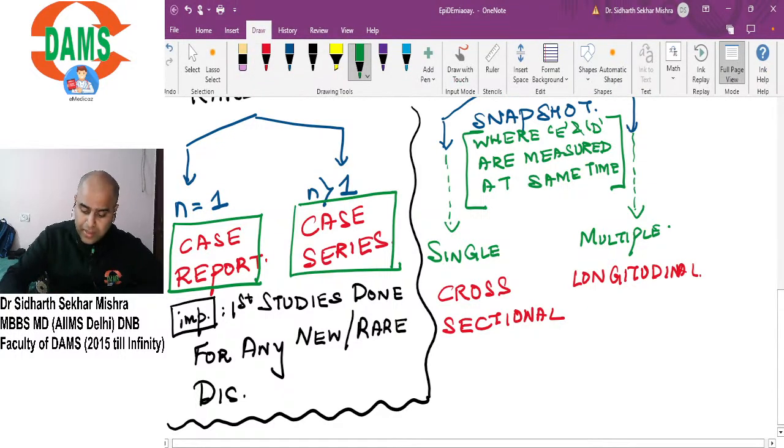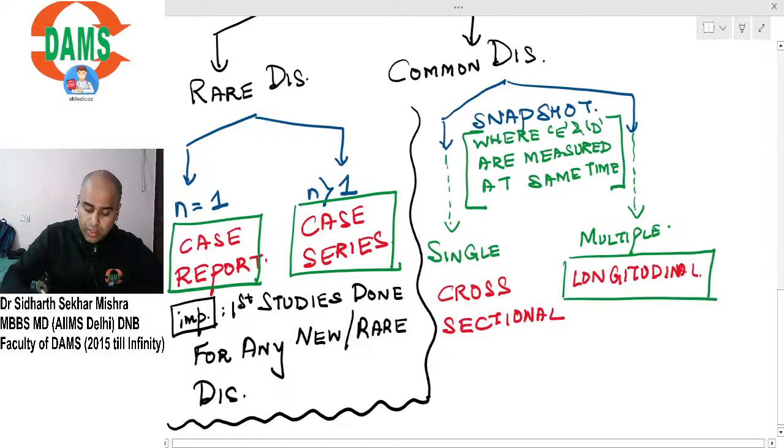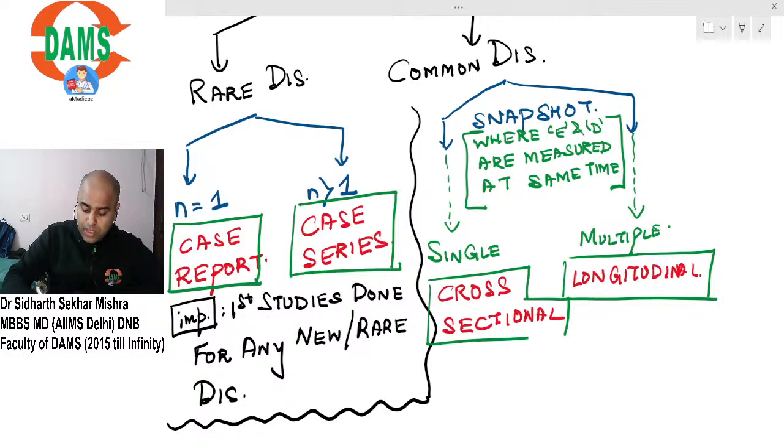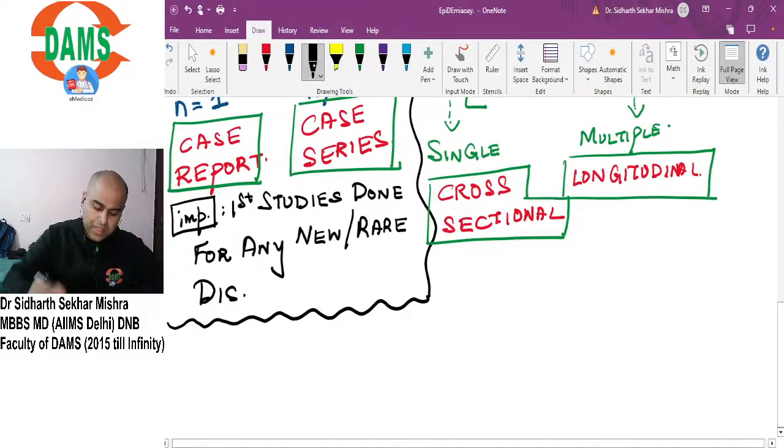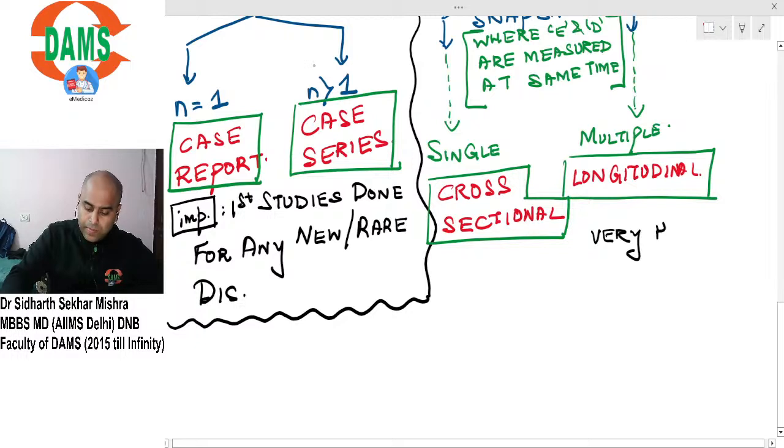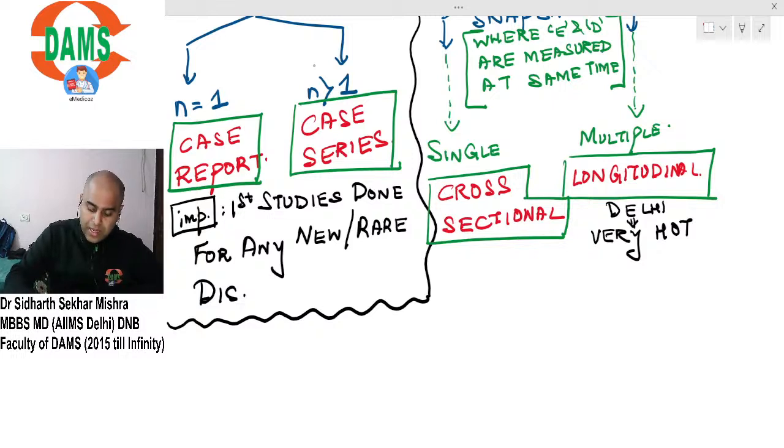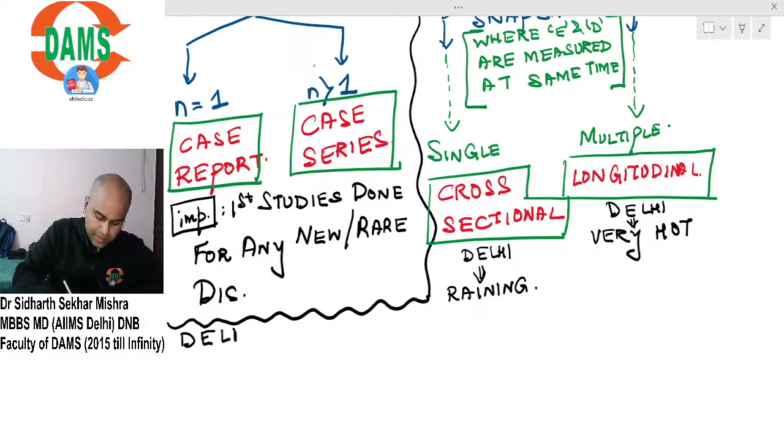Virat Kohli playing cricket, longitudinal study. Today Virat Kohli has scored a century, cross-sectional. Yes. So I can use a very simple example. If I say the weather of Delhi is very hot, it is longitudinal. If I say in Delhi today it is raining, it is cross-sectional. If I say in Delhi there is snowfall, it will be case report.